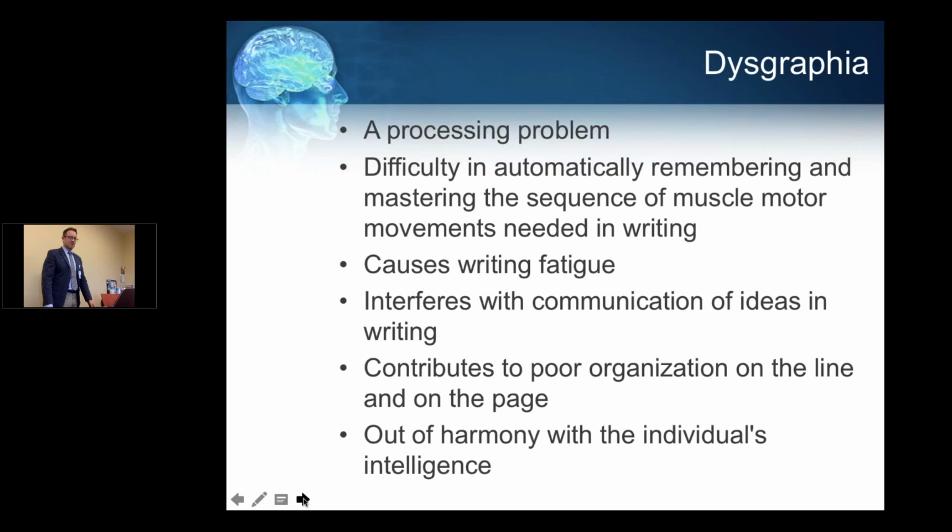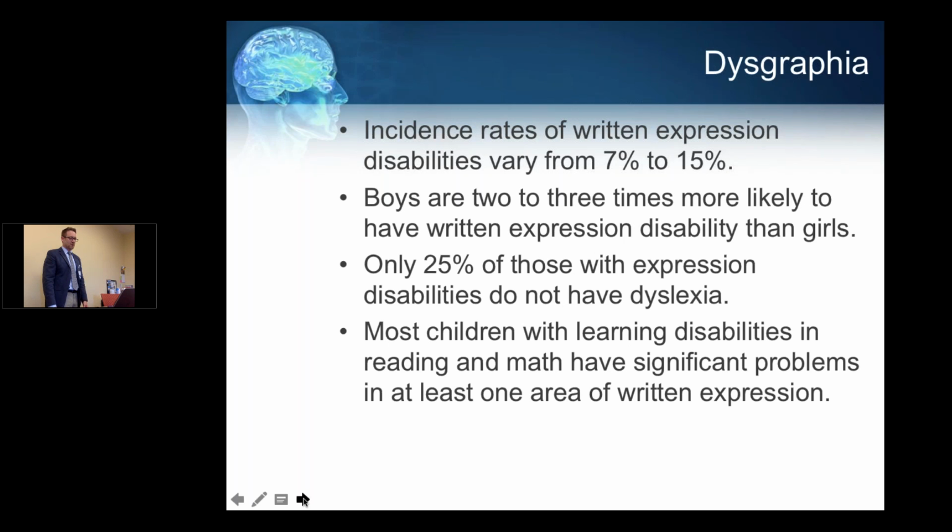Anywhere between 7 to 15% for disorder of written expression. Boys more than girls. Boys are pretty much more likely to get everything than girls. Just you and I here. And Jeff, you too. But only 25% don't also have a dyslexia.